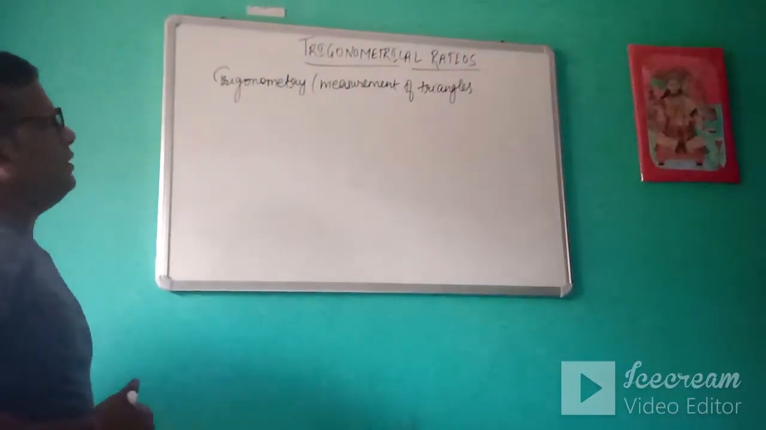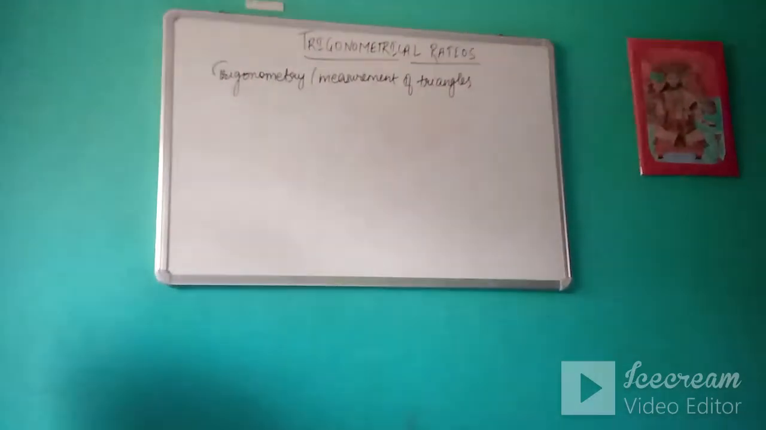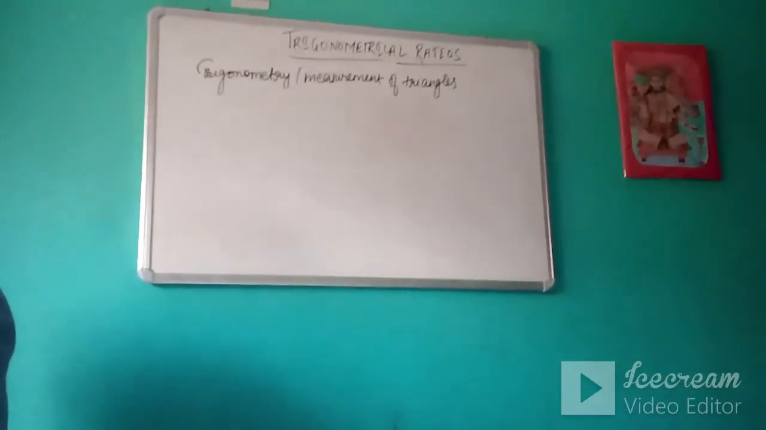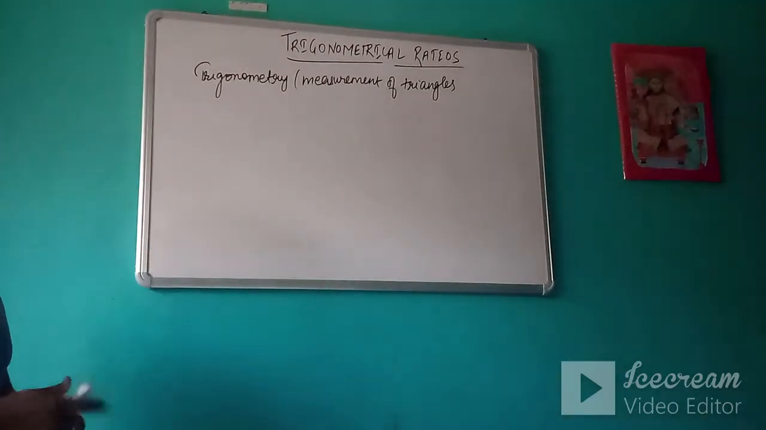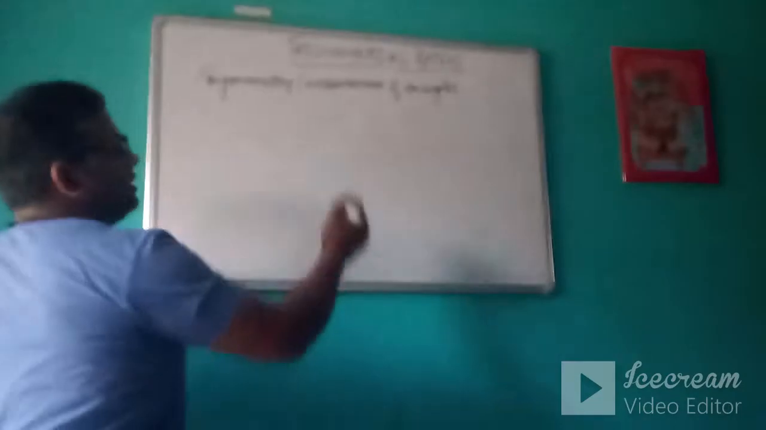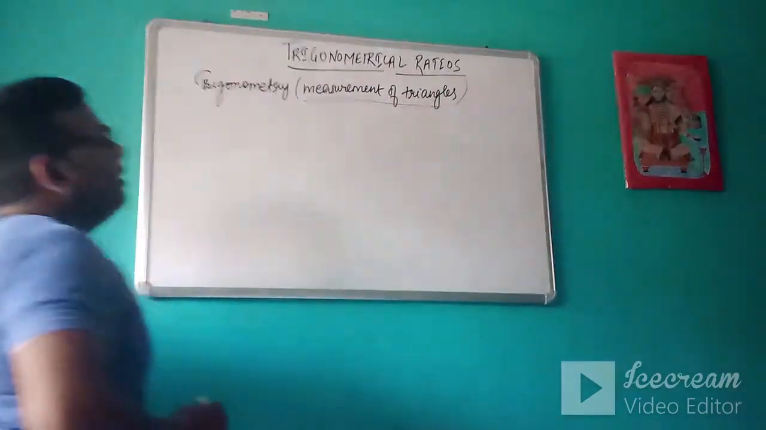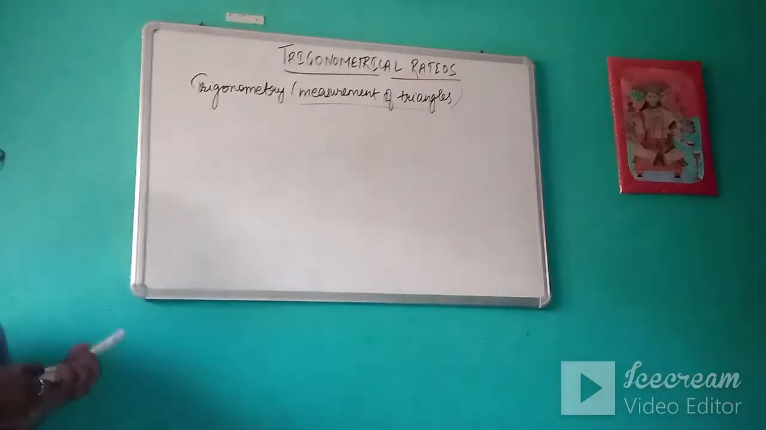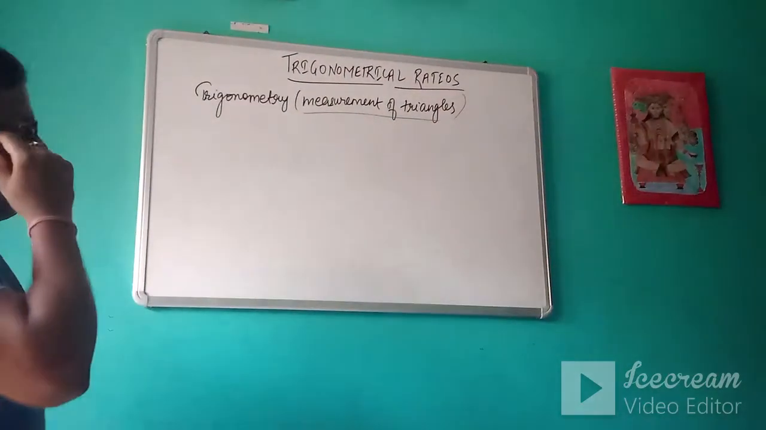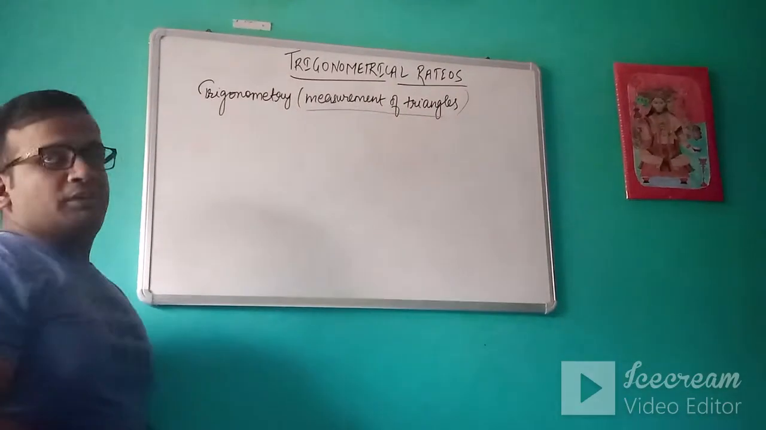Okay, good morning students. So today we will start our new topic, that is trigonometry. So first of all, let's understand what is the meaning of trigonometry. Trigonometry is that branch of mathematics which deals with measurement of triangles. Whatever the values in triangles are there, sides, angles, we can measure using trigonometry.